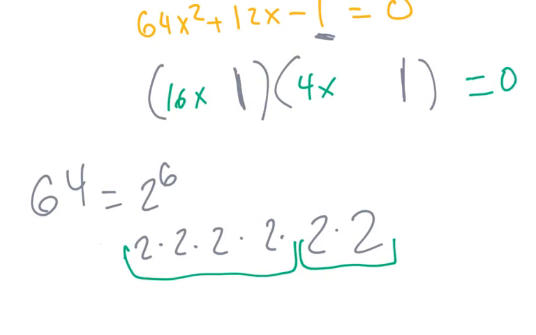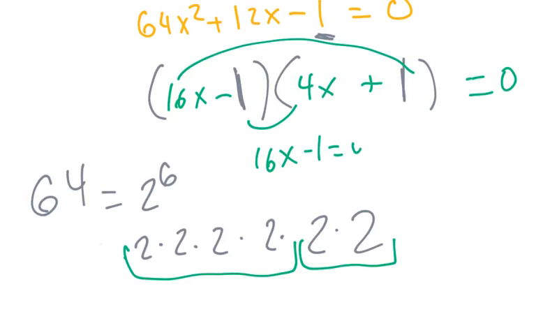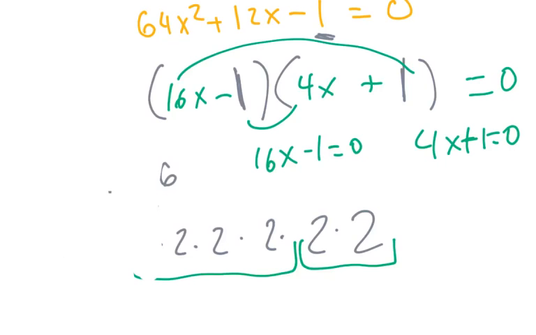This is equal to 0. I want to get 12, so that would be positive 16x and that would be negative 4x. So it's 16x minus 1 equals 0, and 4x plus 1 equals 0. And then let me erase this, give myself more space.